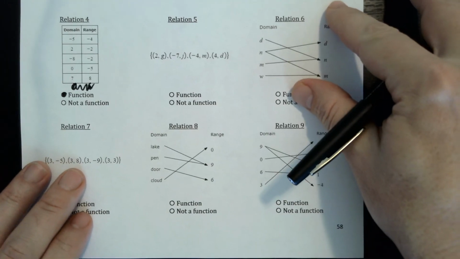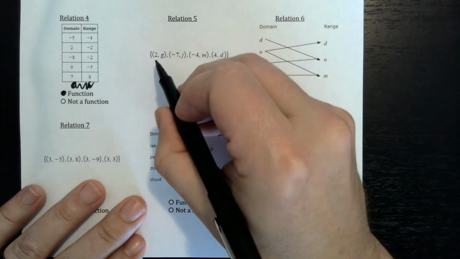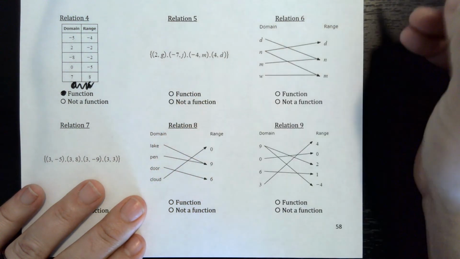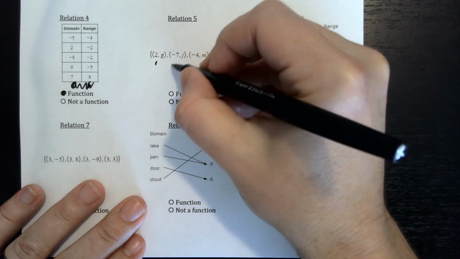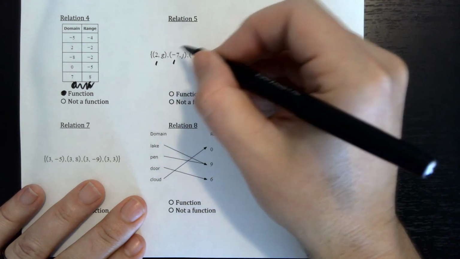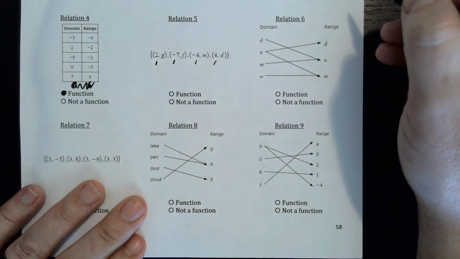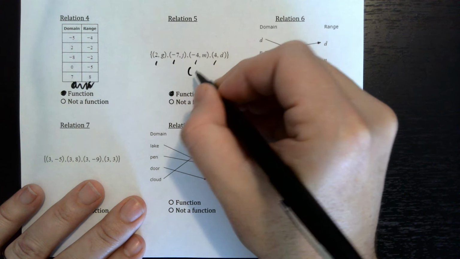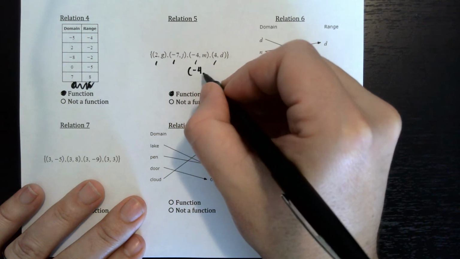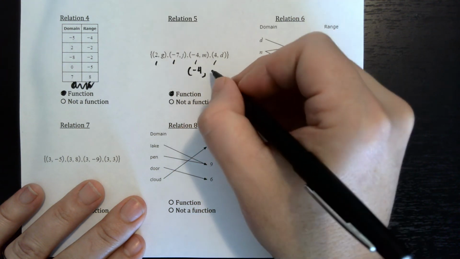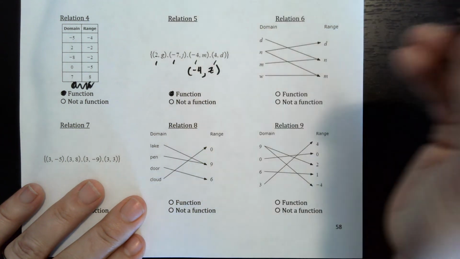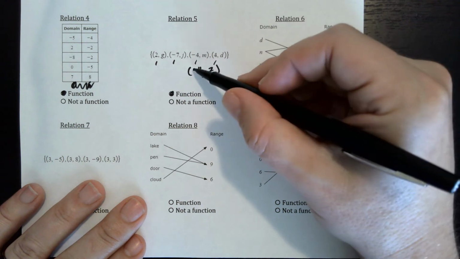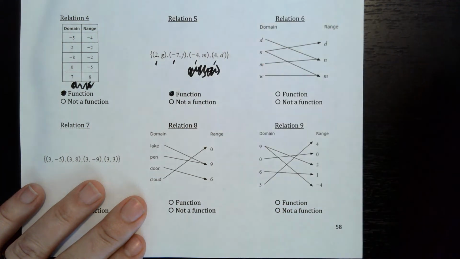Let's look at relation 5. Okay, so we've got 2 goes to G, -7 goes to J, -4 goes to M, and 4 goes to D. Okay, so there's no repeating domain values, so they each go to one and only one range value. So this is a function. And again, had I put something in here like -4, comma, let's just pick some random letter Z, right? That would mean -4 went to M and -4 went to Z, and that would be not a function. Okay, but as it is, this is a function.